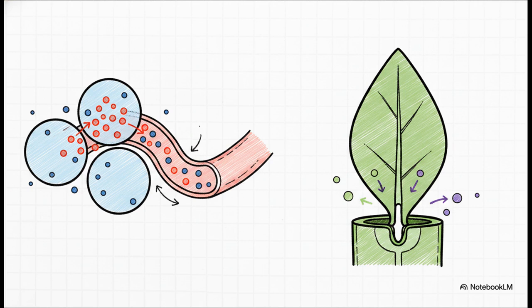Carbon dioxide diffuses through tiny little pores called stomata in the leaves, travels through the air spaces, and packs right into the palisade cells, which are loaded with chloroplasts. Actually, even the oxygen that plants need for their own respiration enters through those exact same stomata.